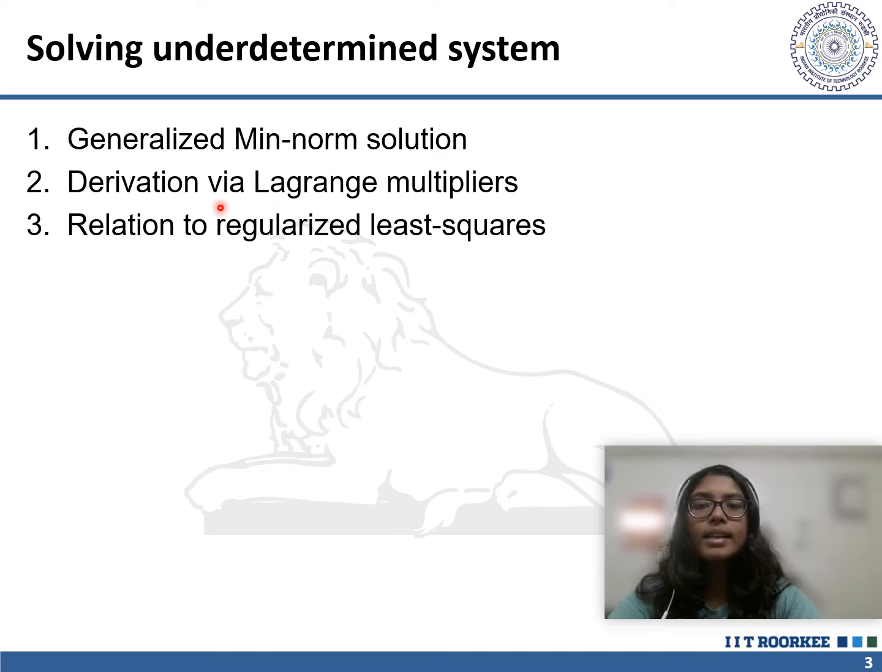The second method is the same, minimizing the norm, but this time we'll be minimizing it with the help of Lagrange multipliers. That is, by applying the Lagrangian, and with that process we solve it. We'll see more about it. And the third method is related to regularized least squares. By these three methods, we'll be solving the underdetermined system of equations.